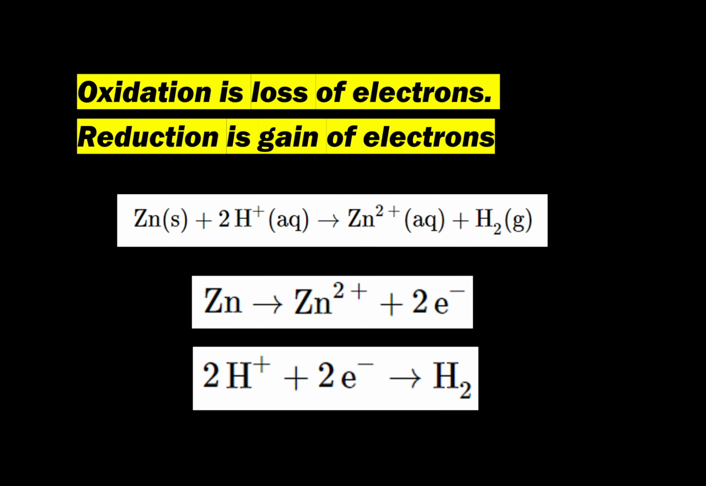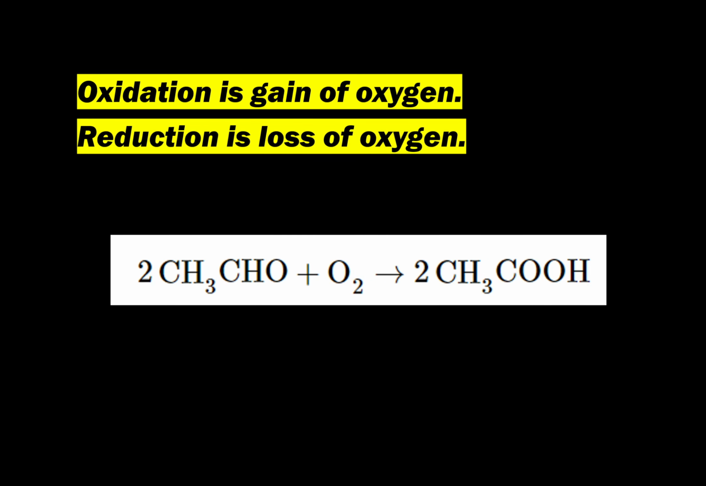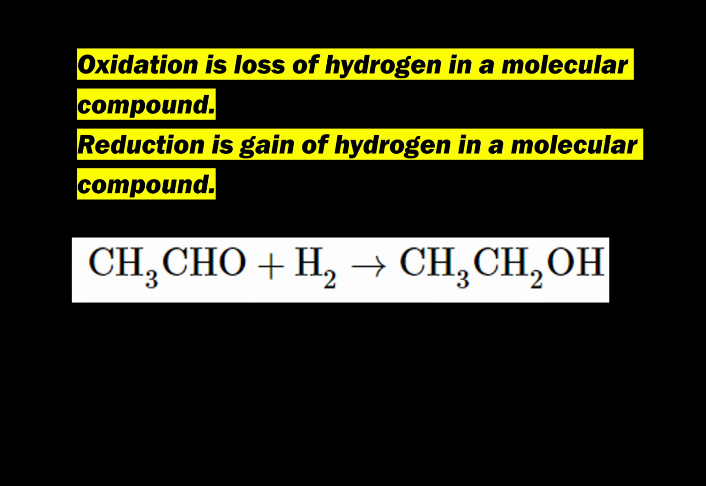Oxidation is the loss of electrons, reduction is the gain of electrons. Oxidation is the increase in oxidation number, reduction is a decrease in oxidation number. Oxidation is the gain of oxygen, reduction is the loss of oxygen. Oxidation is the loss of hydrogen in a molecular compound, and reduction is the gain of hydrogen in a molecular compound. All right? Any issues with those definitions? Everything is fine?